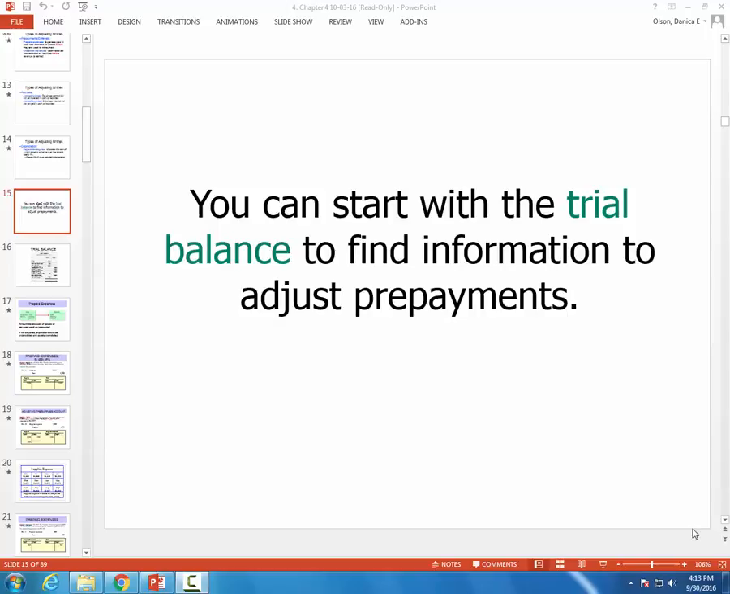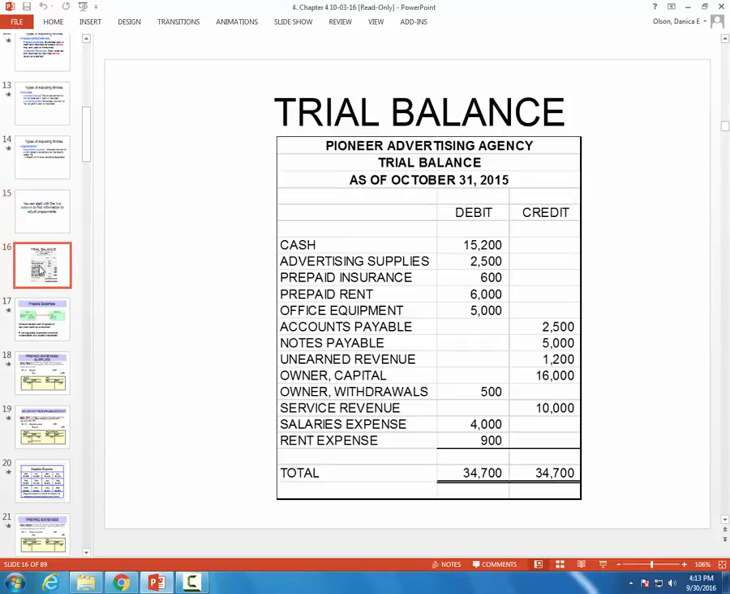Chapter 4 reviews adjusting journal entries. When we do adjusting journal entries, we start with the trial balance. In this example, we look at a trial balance from the Pioneer Advertising Company.